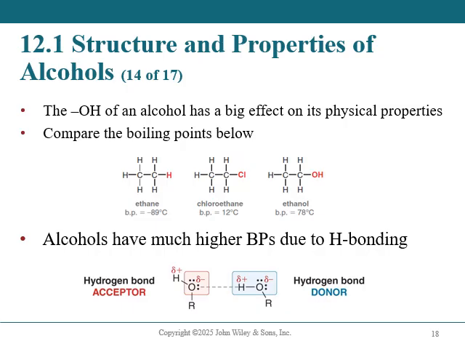The hydroxyl group of an alcohol has a big effect on its physical properties. Let's look at the boiling points below. Ethane has a boiling point of negative 89 degrees Celsius. Chloroethane goes all the way up to 12, but then ethanol is 78. The main reason for this, as you may imagine, is the ability to hydrogen bond. That makes a world of difference in terms of boiling points, and it all comes down to intermolecular forces.